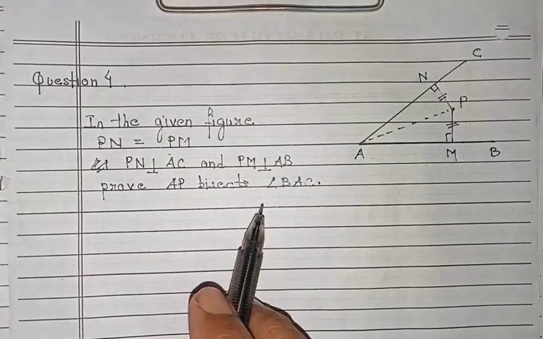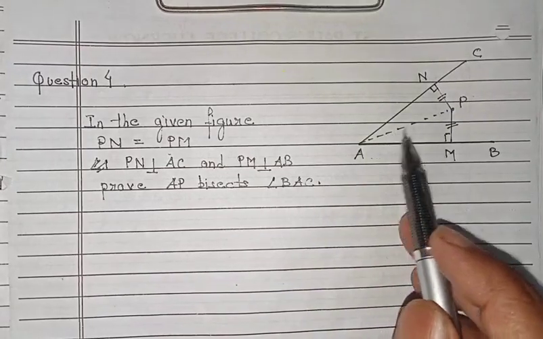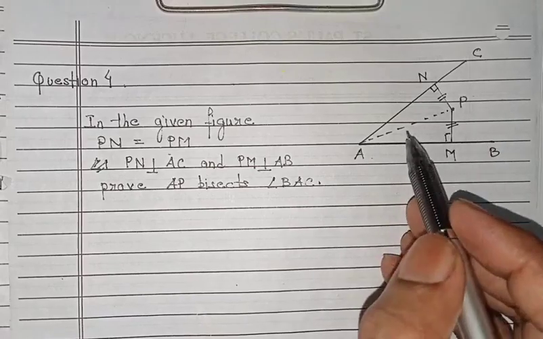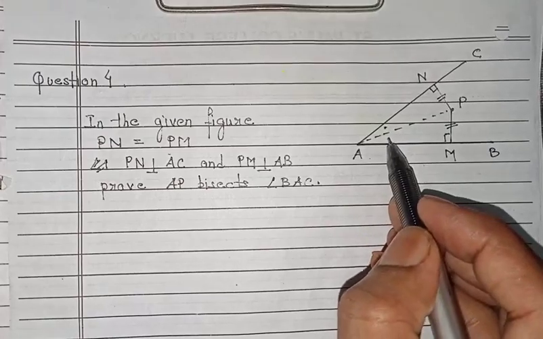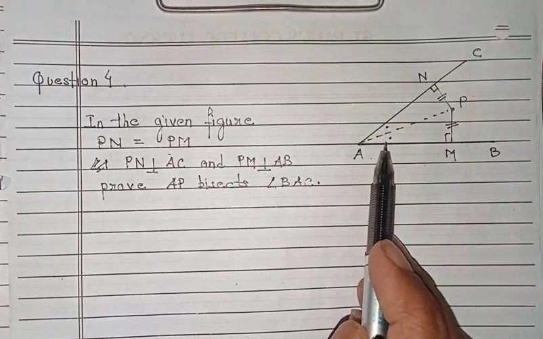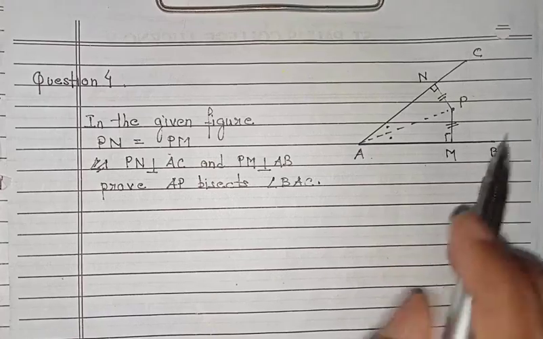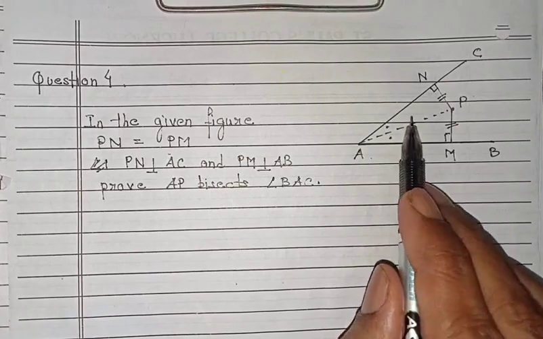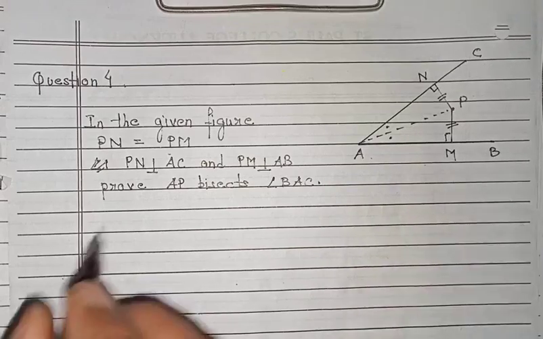Okay, now in this question we need to prove that AP bisects angle A. Now AP will bisect angle A only if we are able to prove that angle PAN is equal to angle PAM. If we are able to prove that these two angles are equal, then we can say that AP will be bisecting angle A. Now to prove these two angles equal, you can consider these two angles, they are the part of these two triangles. So let us prove congruency of these two triangles.